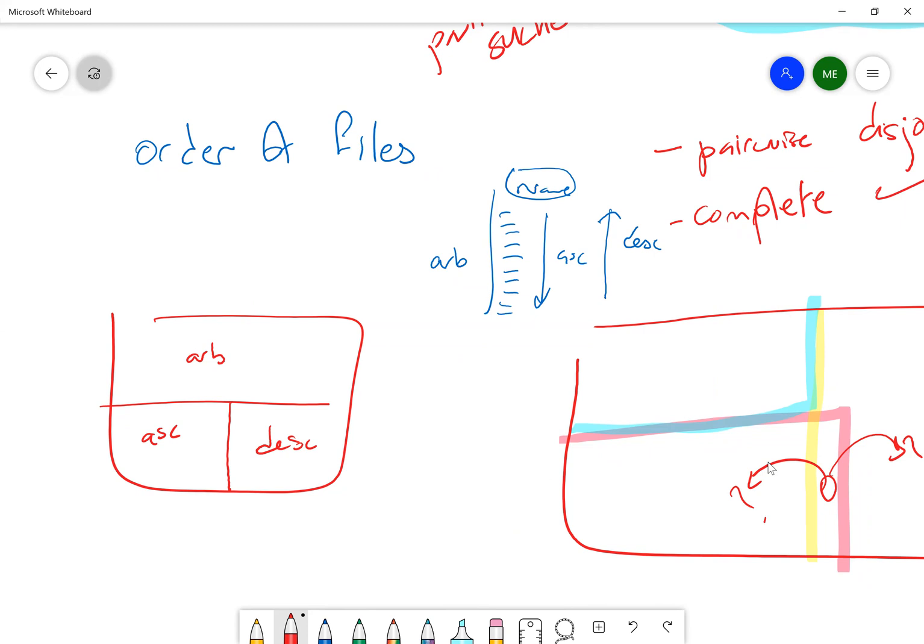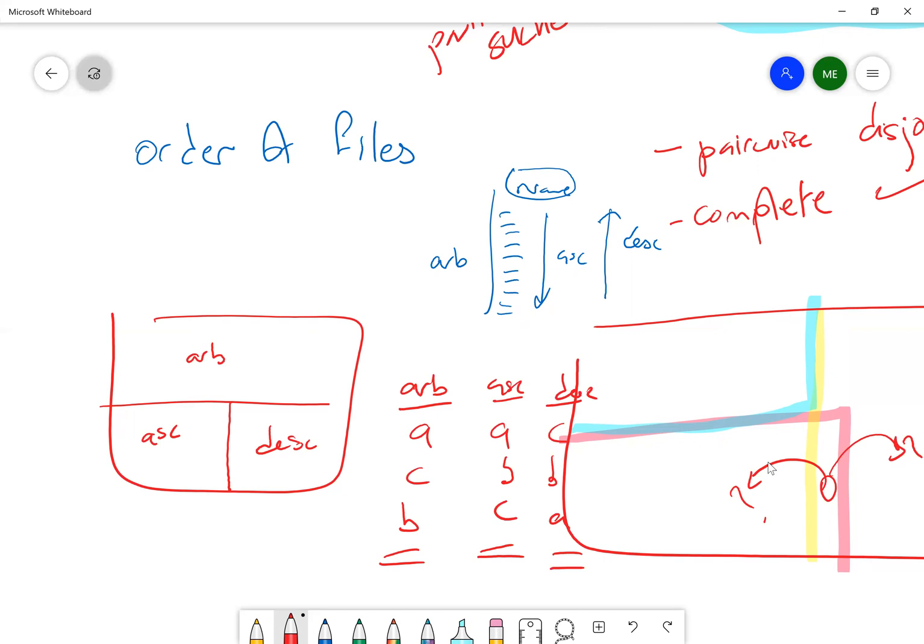They contain the same files, but I could have something that goes like this. This is A, C, B. That's arbitrary. Then A, B, C ascending. Then C, B, A. That's descending. Okay, so three different orders that I'm checking. So even if they contain the same files, I can still have those three different orders. So I decided to have this as arbitrary, this as ascending, and this as descending.